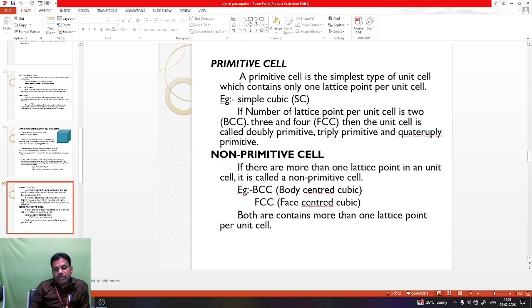If it has more than one atom, then it is said to be a non-primitive cell. It is very clear from this: a crystal made up of only one atom, or which consists of only corner atoms, is said to be a primitive cell. A crystal made up of more than one atom is said to be a non-primitive cell. For example, body centered cubic and face centered cubic are examples of non-primitive cell systems.